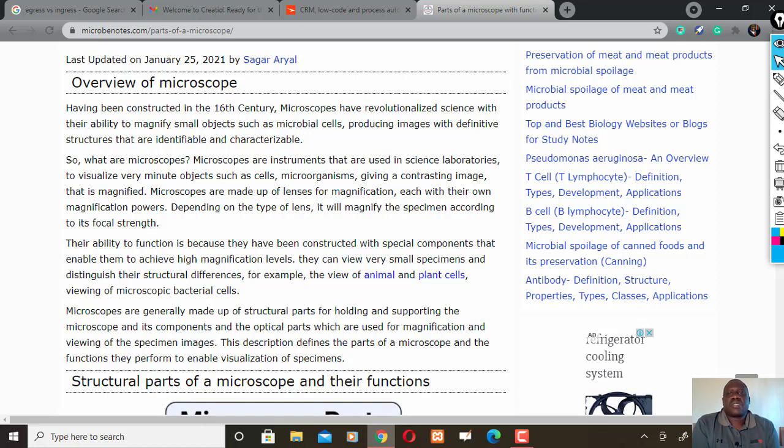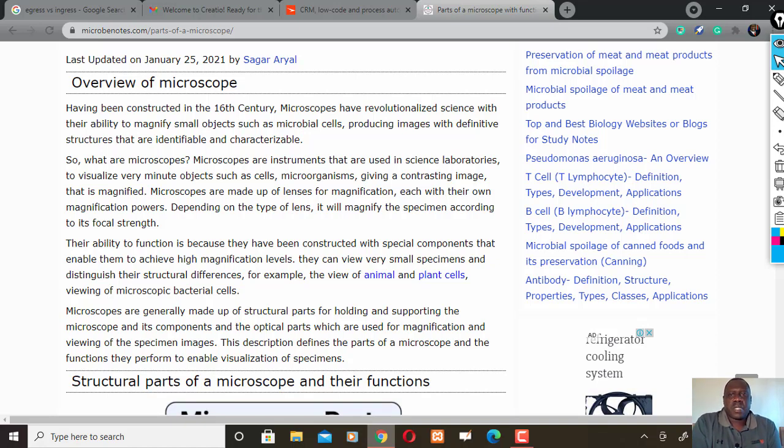Their ability to function is because they have been constructed with special components that enable them to achieve high magnification levels. They can view very small specimens and distinguish their structural differences, for example, the view of animal and plant cells. Viewing of microscopic bacterial cells is also something that you do using a microscope. It could be electronic or it could just be the normal light microscope.